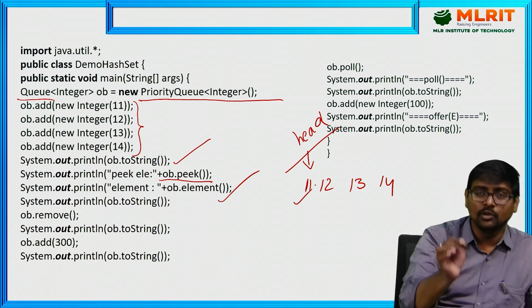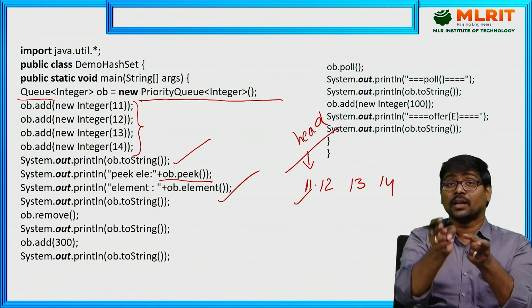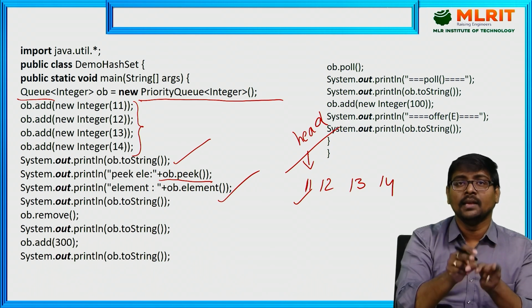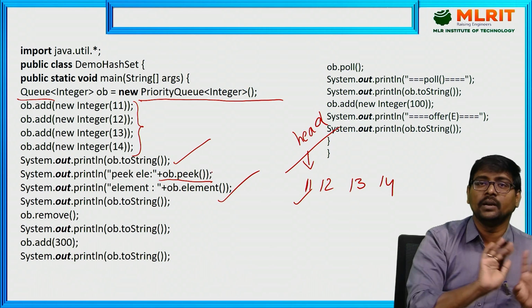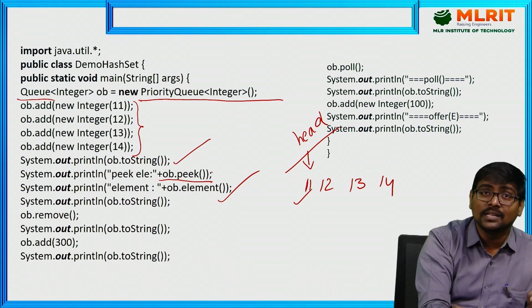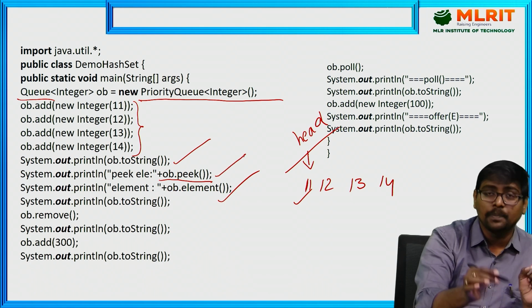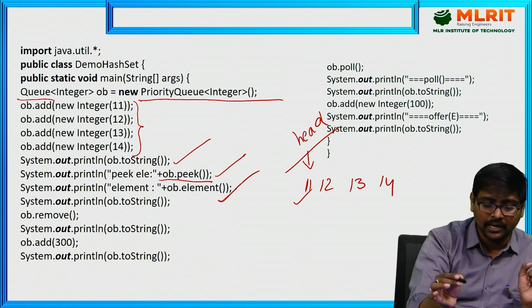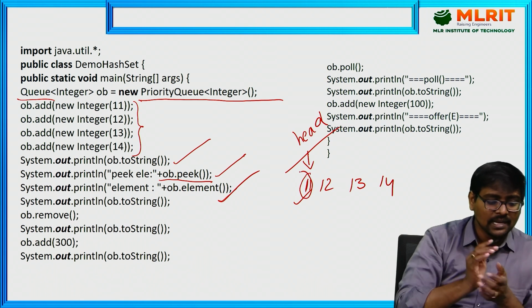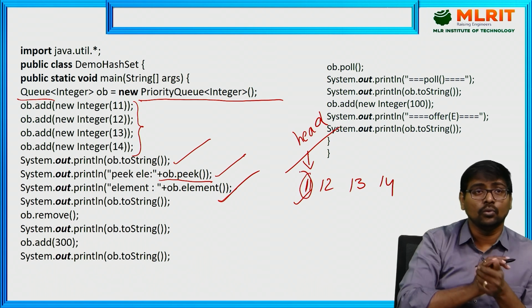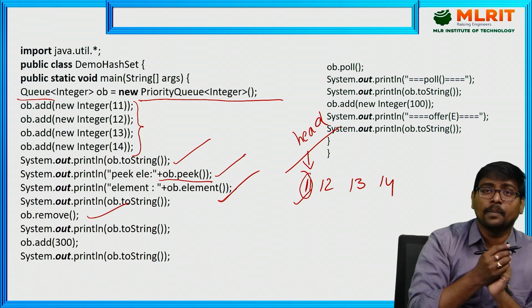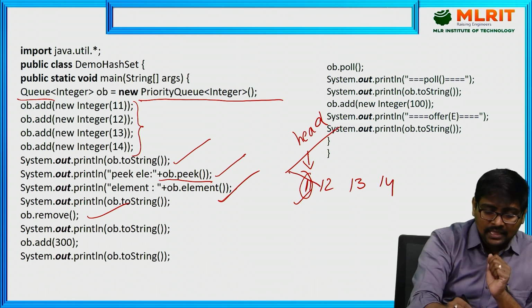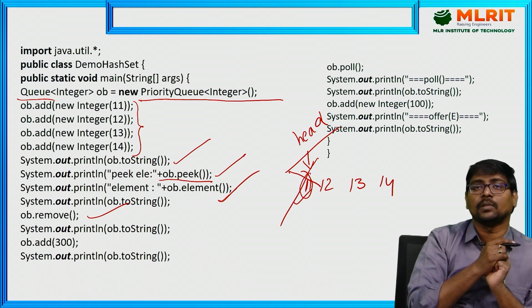ob.element also gives 11. You know the difference. If the queue is empty, then peek returns null, element does not do anything. But here the queue is not empty. Whether it is a peek operation or element operation, it returns the element at the head of the queue. Now, remove operation. Remove means the 11 is removed from the queue.